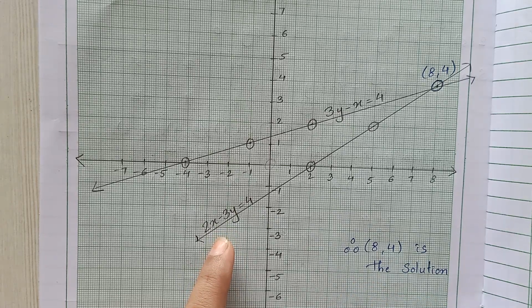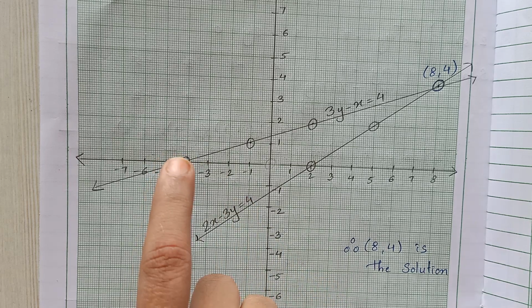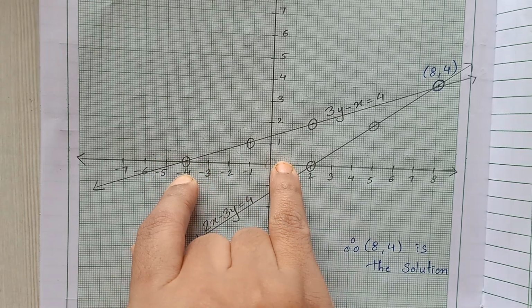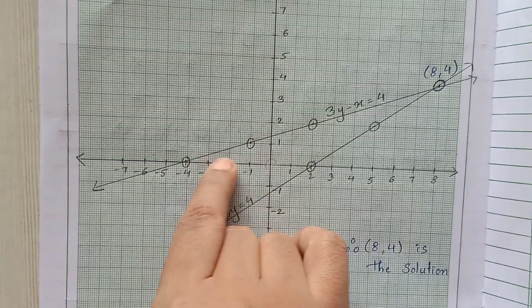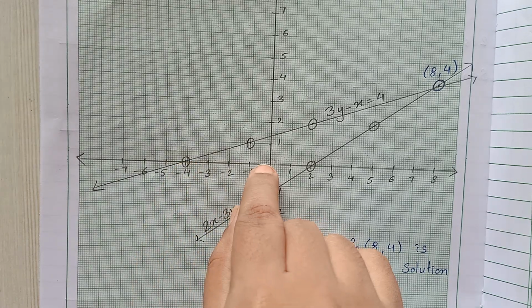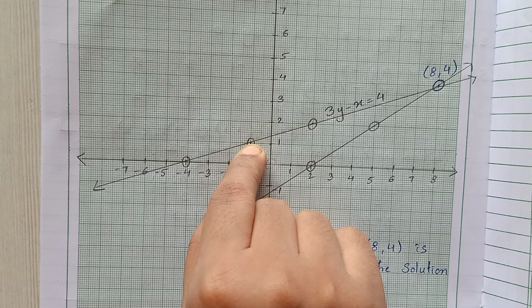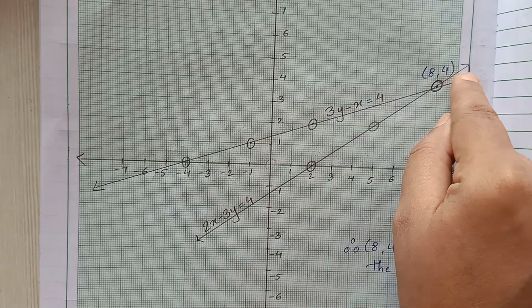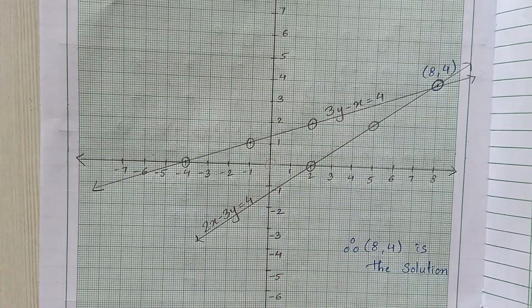Then we move to the second table. In the second table, the first point was minus 4, 0. Minus 4 on x-axis and 0 on y-axis. So this is where they meet. Minus 4 and 0 meet over here. First point. Then minus 1 comma 1, minus 1 and 1 here. And the next point is 2 comma 2, 2 and 2 here. So when we join these 3 points, we get this particular line, 3y minus x is equal to 4.